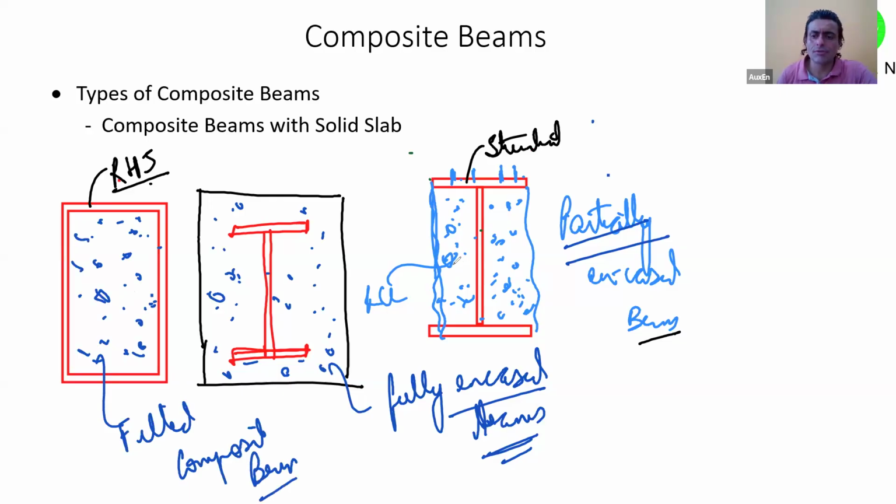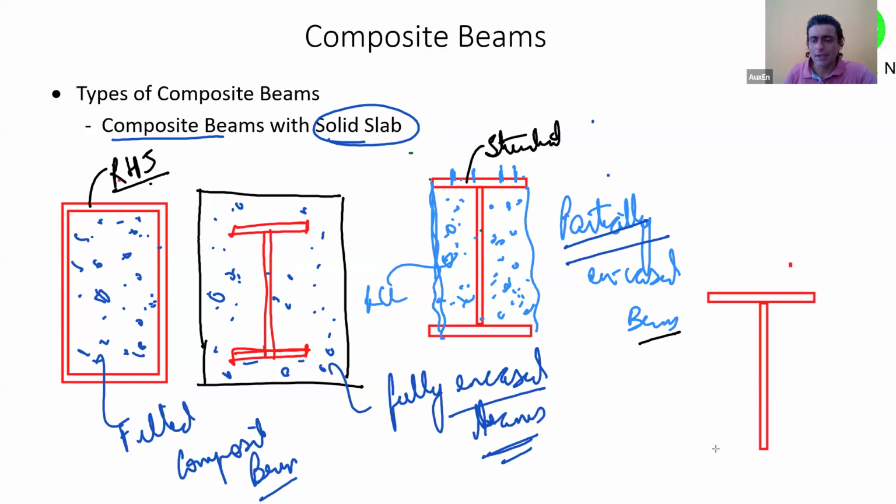So are we clear with these different terms? One can be a composite beam with solid slab. In composite beams with solid slab, as I explained, there will be an I section and on top of it there will be a slab, and then that slab and the I section, or whatever structural steel section you are using, act as a composite system that we call a composite beam with solid slab.